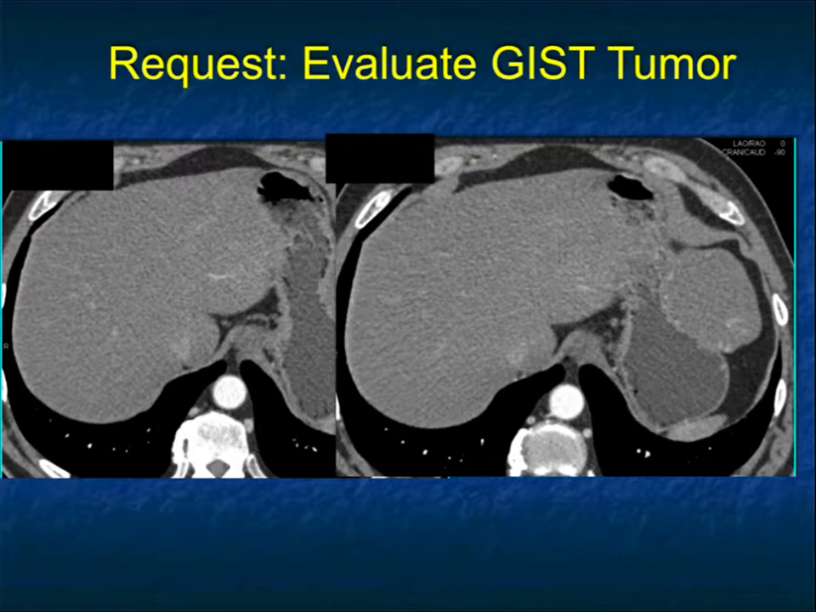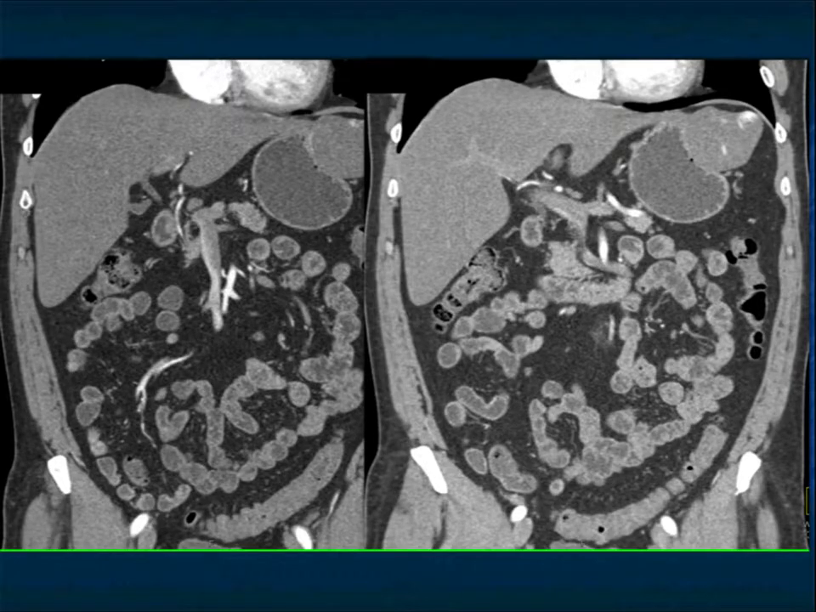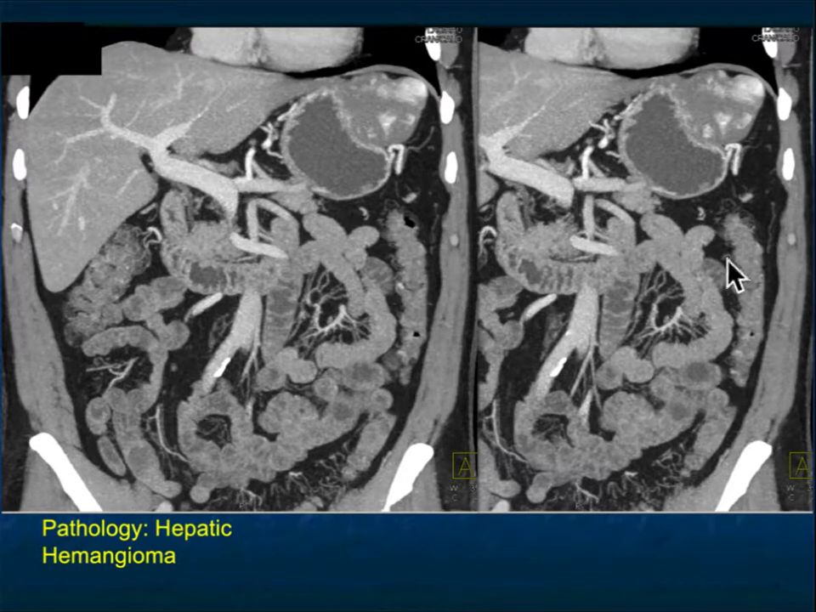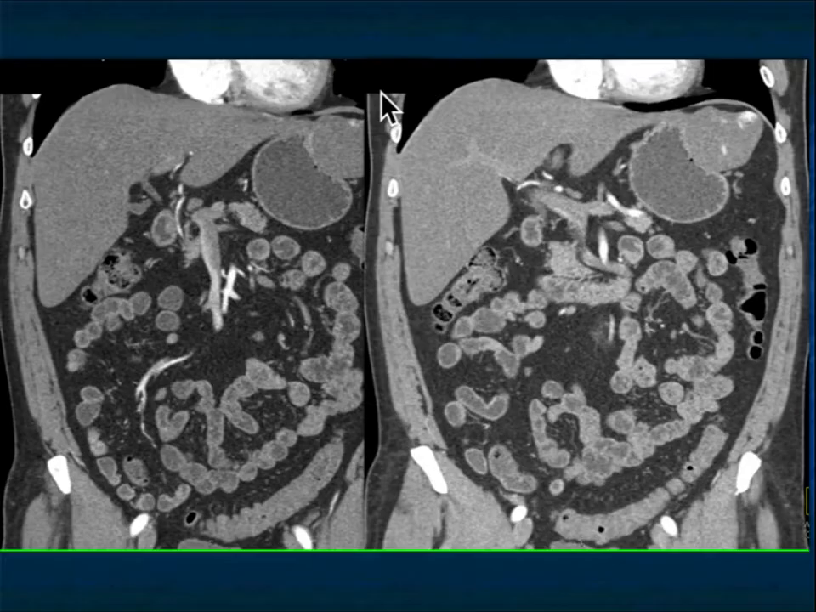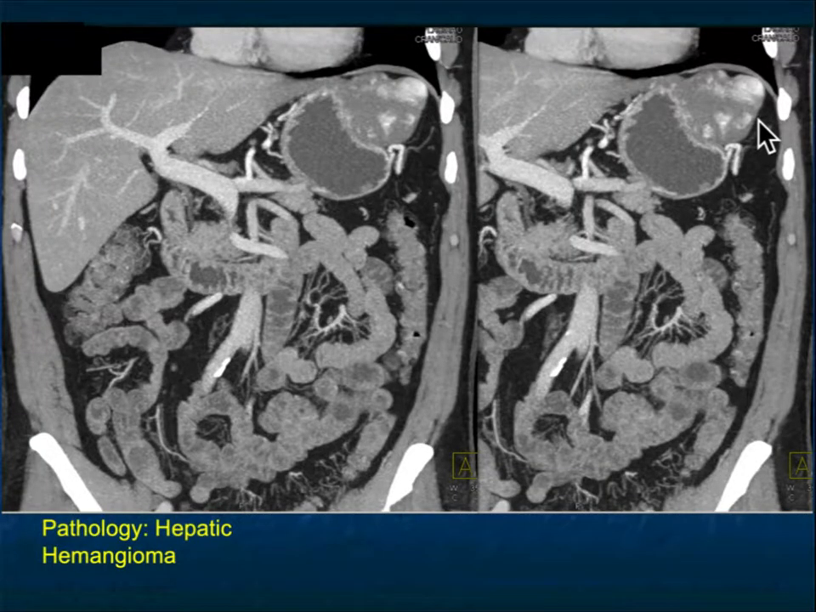Now, the request said GIST tumor, so I knew it was very simple, though I did note that the lesion had some funny peripheral puddling. You can see it early, there's some puddling, and late. And I just said, gee, this is a really atypical appearance for GIST tumors. GIST tumors can have some vascularity, but this is really strange. It looks almost like a hemangioma.